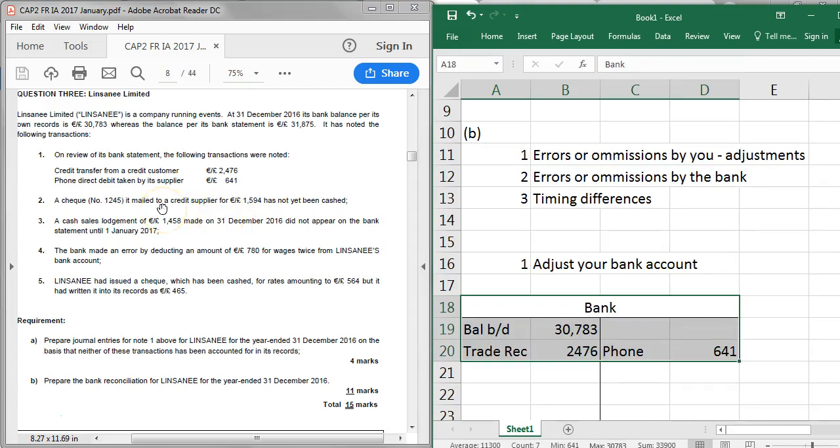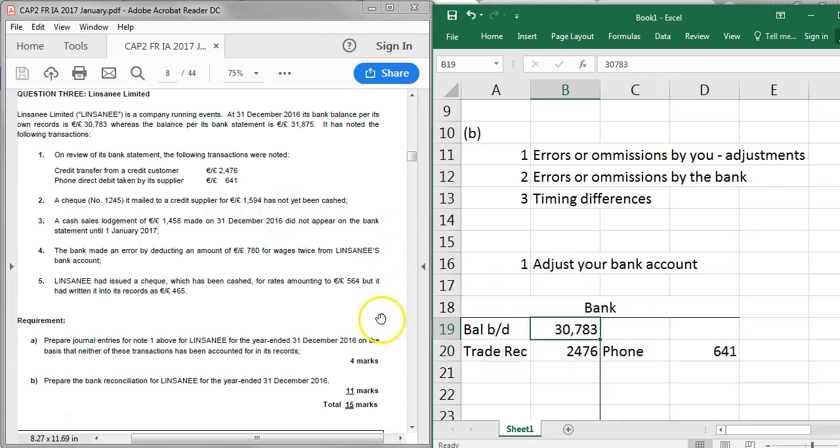We're then told a check mailed to a credit supplier for 1594 has not been cashed. So think about that. You wrote the check, so you credited your bank account already, but it hasn't come out of the bank statement yet. So it's not out of this figure here. That is just a timing difference. It's correctly taken out of your bank account, so it's already taken out of that 3783. So you don't double count it.